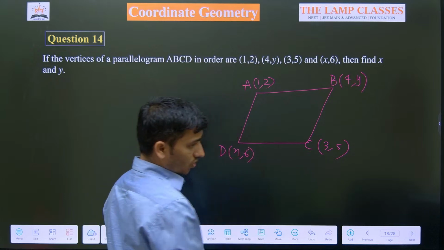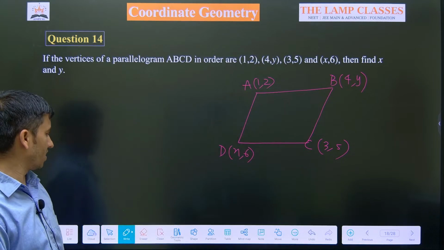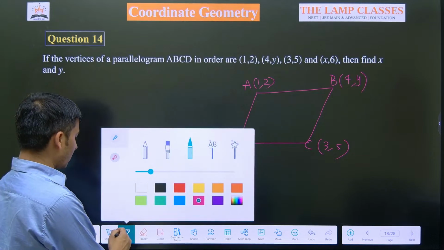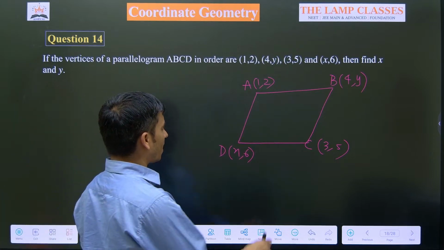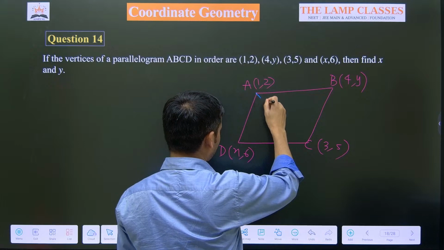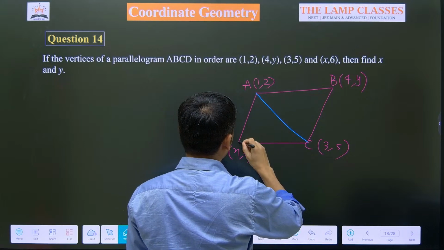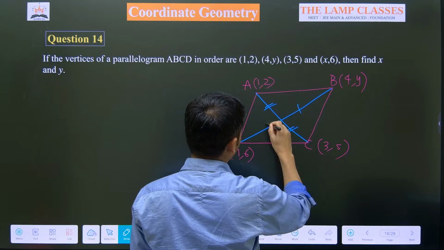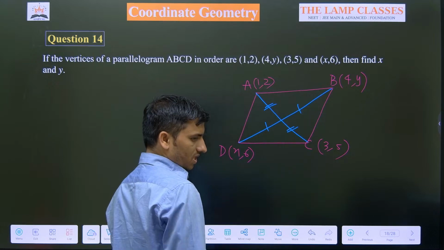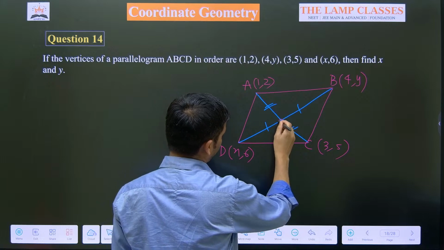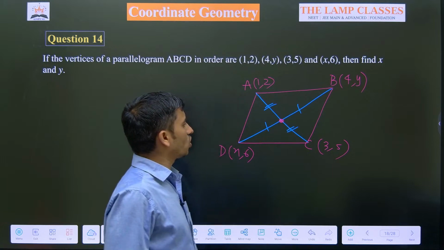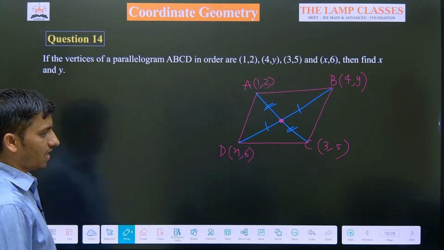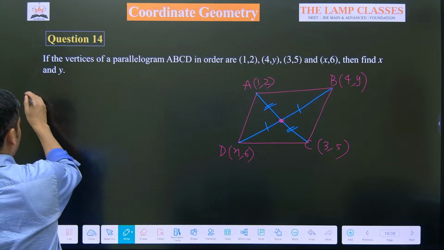Please try not to use the distance formula, guys. It's much easier. Remember the fact, na? In a parallelogram, diagonals get bisected. If I make the diagonals, so this length and this length will be equal, and this length and this length will be equal. That means there are 2 methods to find the coordinate of this point. It's the midpoint of AC and midpoint of BD, right?